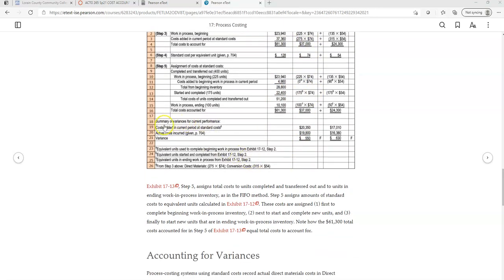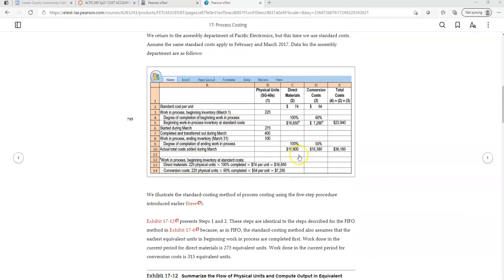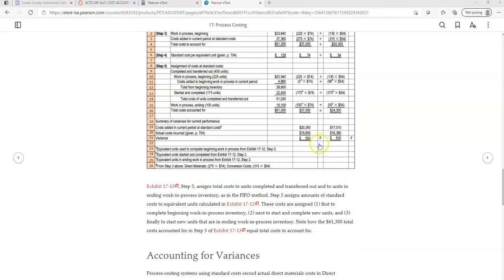We're going to subtract from that our actual costs. We were told up here what our actual costs were for materials and conversion costs. So my cost added in at standard cost should have been $20,350. My actual cost for direct materials came in at $19,800. So the variance for direct materials is $550 favorable.